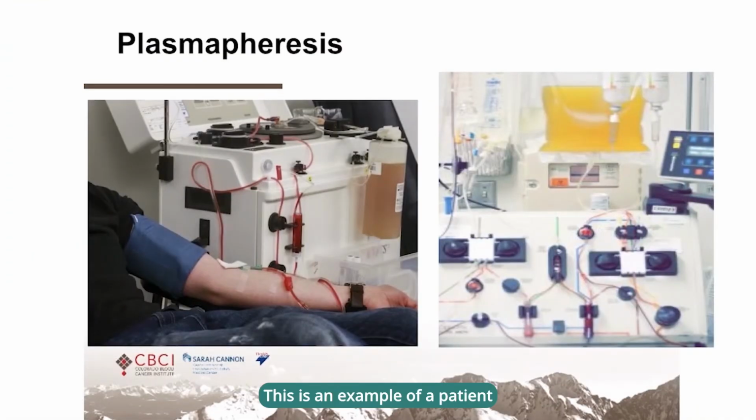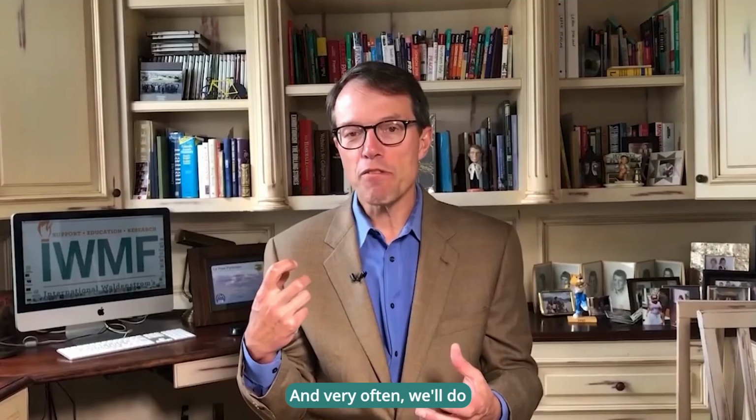This is an example of a patient undergoing plasmapheresis. It involves either an IV placed in each of the arms, or sometimes a large IV placed in the jugular vein of the neck. You're hooked up to a machine sitting in a lazy boy recliner for a few hours, and your blood gets processed in the machine, and as it's being processed in the machine, the IgM protein can be removed. And very often we'll do that 2 or 3 or 4 days in a row to correct hyperviscosity syndrome.